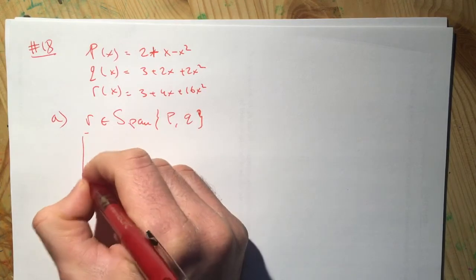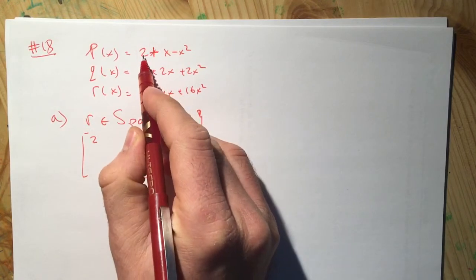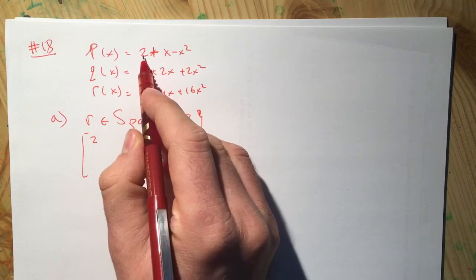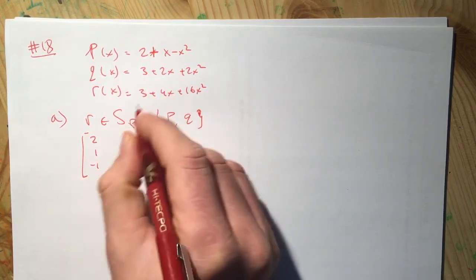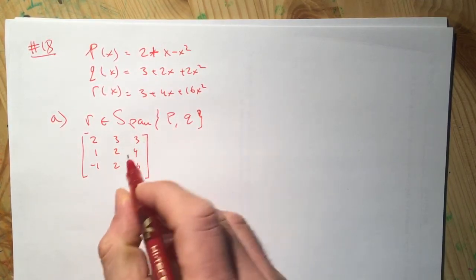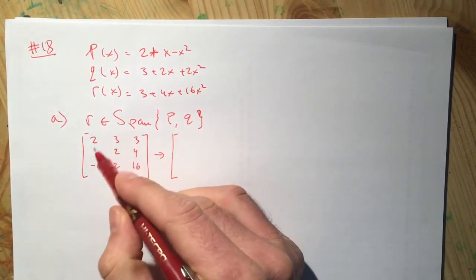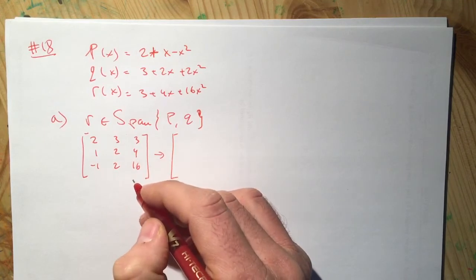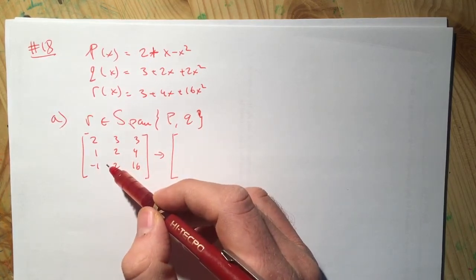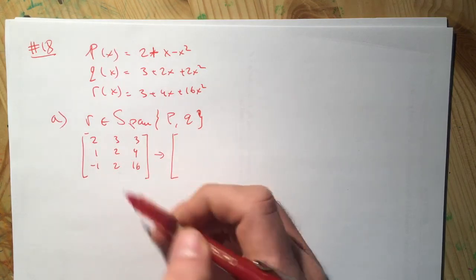Which means that this matrix here consists of the columns that involve the coefficients of the polynomials as columns. Pay attention to that: 2, 1, negative 1, 3, 2, 2, and 3, 4, 16. I have to show that this is going to have a free variable, that these columns are going to be dependent, that the third column is going to be in the span of the first two columns. That means that I will have to have a free variable, or in other words, that the rank has to be less than the number of variables, okay?